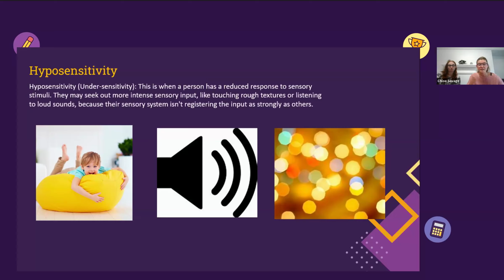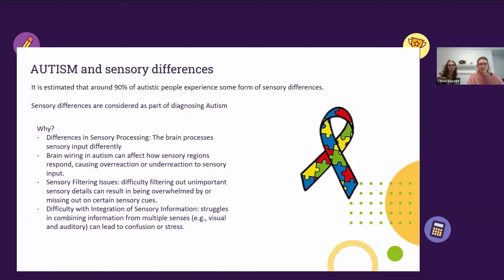Another sign of this, which is interesting, is that they might be unaware of pain in a way that we'd expect. So if they cut themselves or fall over, they might not react to that in a way that you would expect. And that might suggest that they're hyposensitive in that touch system, or the system that senses the body. Okay, so we'll move on.